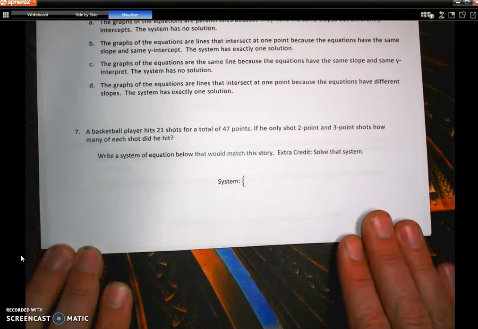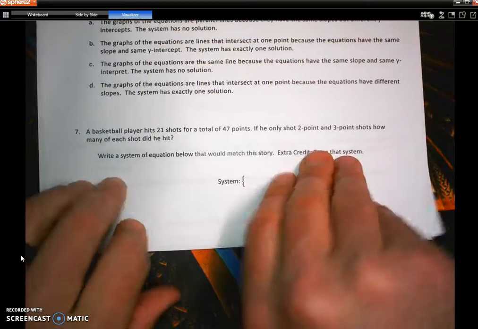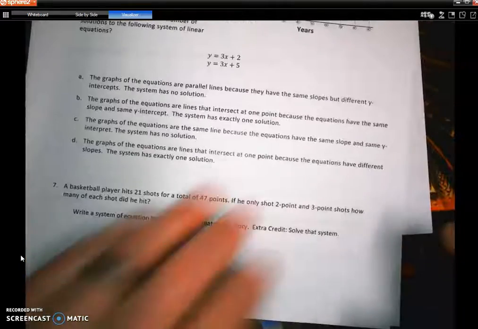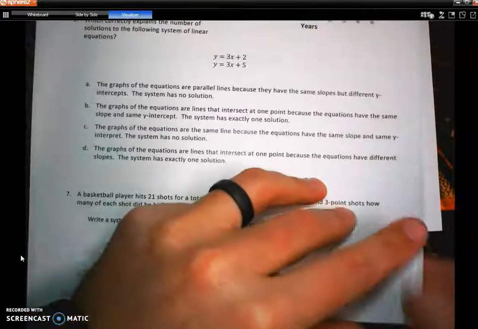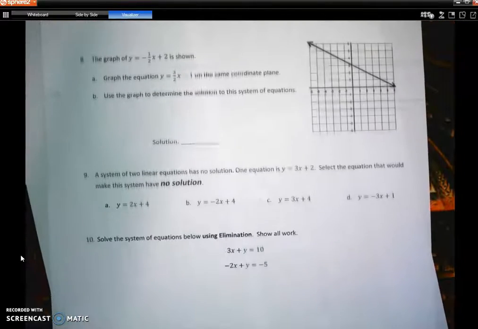Number 7's easy. You just basically write a system. That's all you have to do. You get extra credit if you solve it. This one, this one.